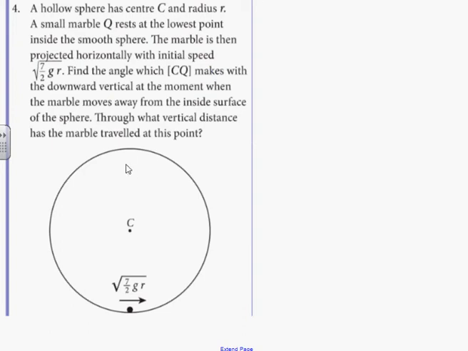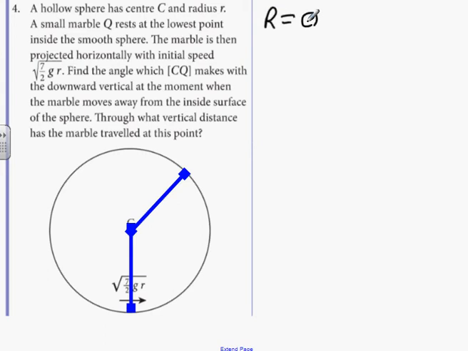Once again, downward vertical, guys, specifies that it makes it above the halfway point. So technically speaking, its start off point is here, and then its end point is up there. Okay? It makes the downward vertical angle at the moment when the marble moves away from the inside surface. So what happens when it stops moving on the inside surface? The R value is going to turn to 0.